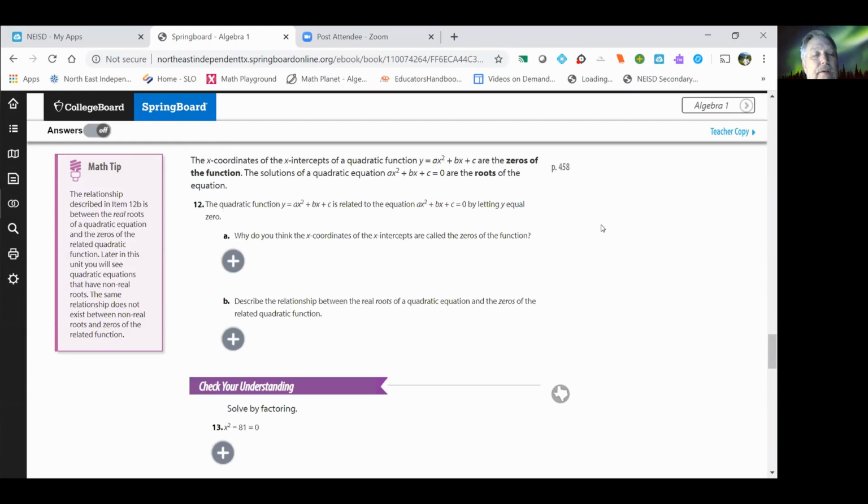12b. Describe the relationship between the real roots of a quadratic equation and the zeros of the related quadratic function. And again, they're going to be the same. The real roots of the quadratic equation and the zeros of the related quadratic function are the same. We call it roots when we're talking about the quadratic as an equation. We call it zeros when we talk about the quadratic as a function.